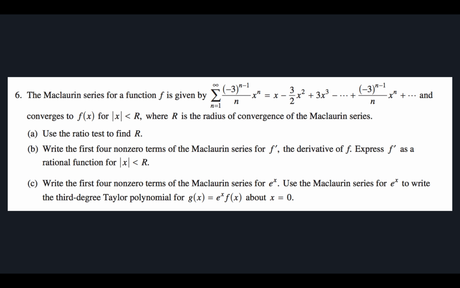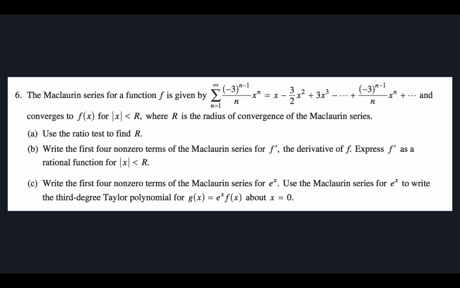Part A asks to use the ratio test to find r. Part B asks to write the first four non-zero terms of the Maclaurin series for f prime, the derivative of f, and express f prime as a rational function for the absolute value of x is less than r.